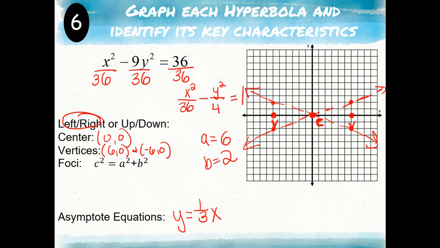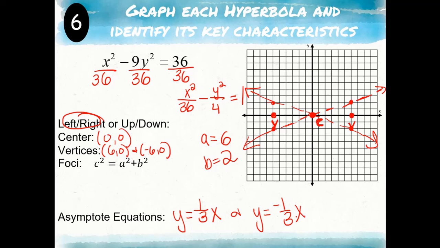Let's look at the other equation. The other line goes down 2 over 1, 2, 3, 4, 5, 6. So the other equation is negative 2/6. So y equals negative 1/3 x. Those would be the 2 asymptotes that are present on this particular graph.